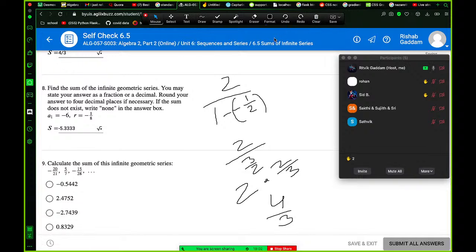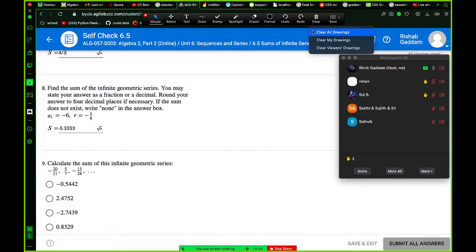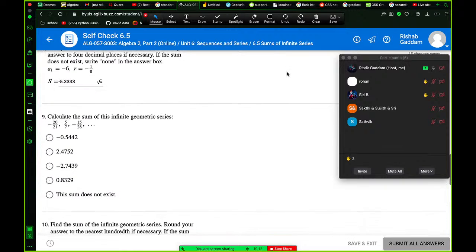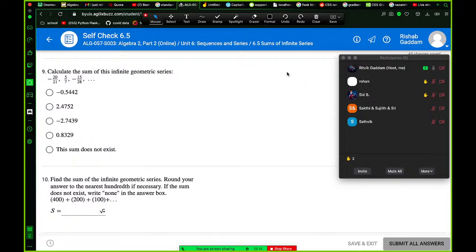Okay. So let's clear the screen and let's go on to number 9. If you want to do number 9, then you can raise your hand in the chat. Actually, no, it doesn't matter anyway. Sri, you can do number 9.